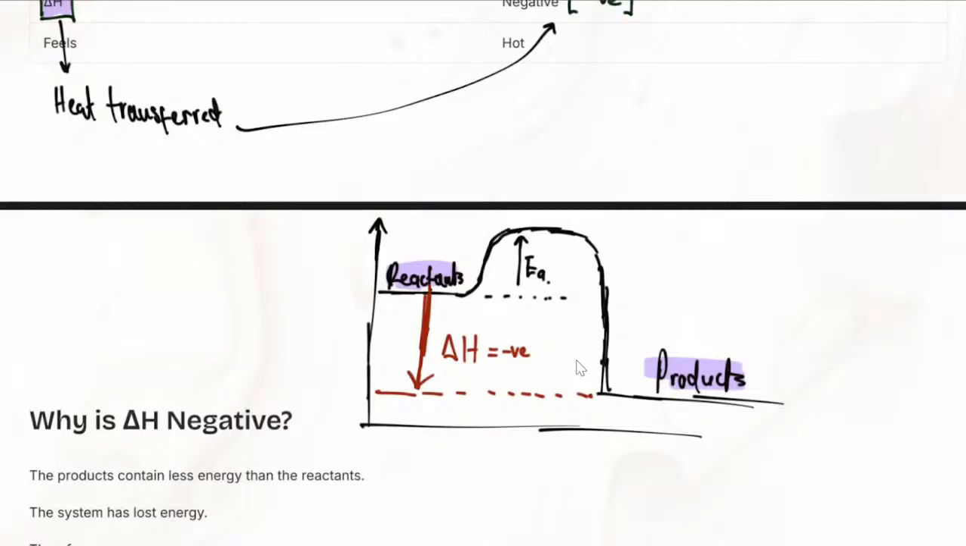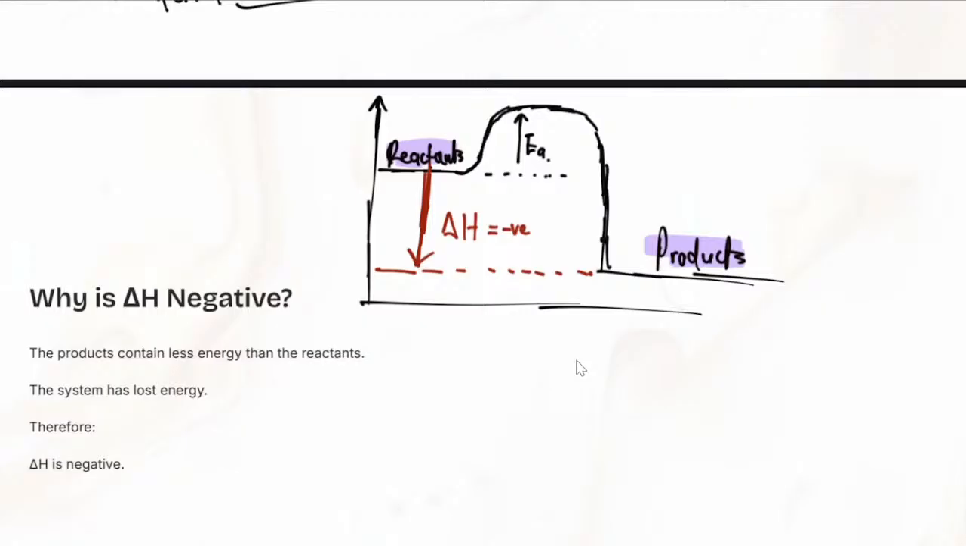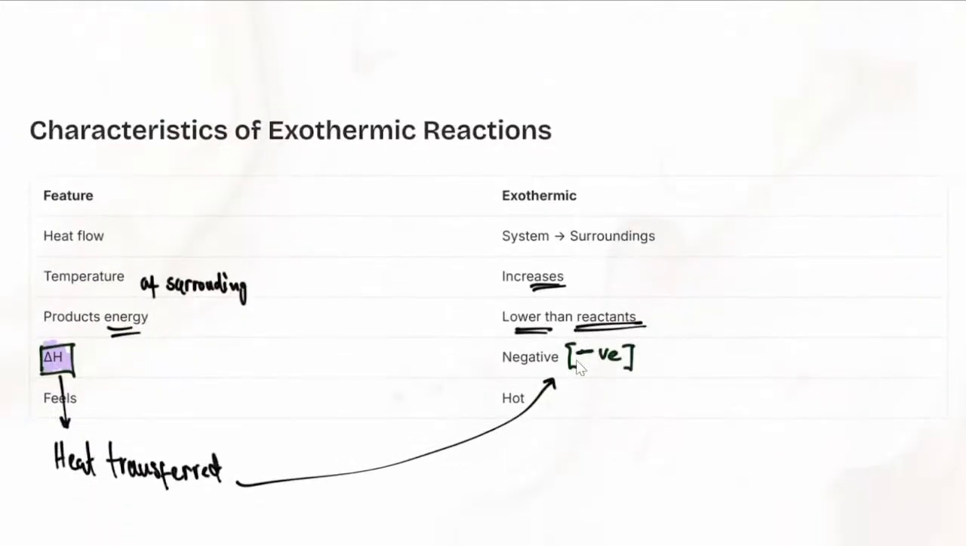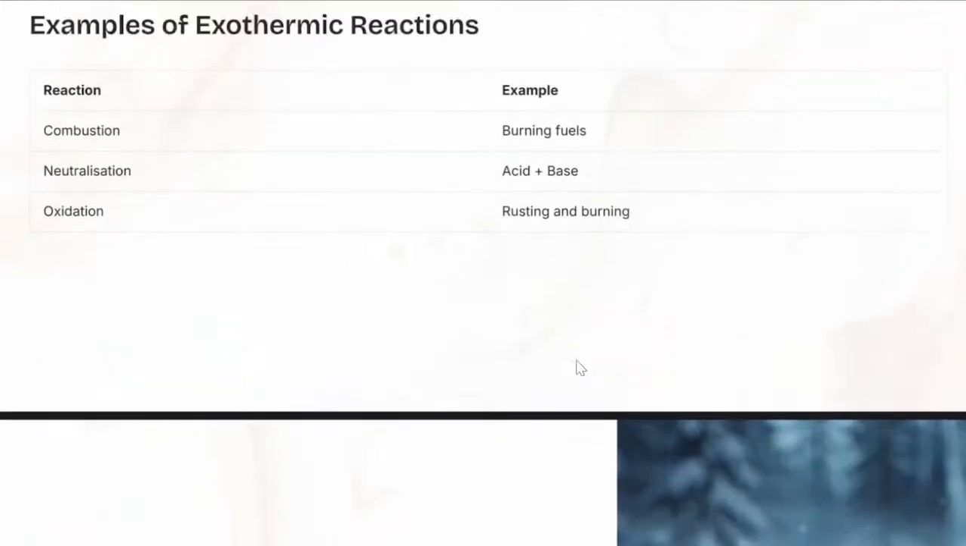We'll see how to calculate it. Here we are seeing diagrams and things. So why is delta H negative? The system has lost energy, okay, to the surroundings. So it is negative.